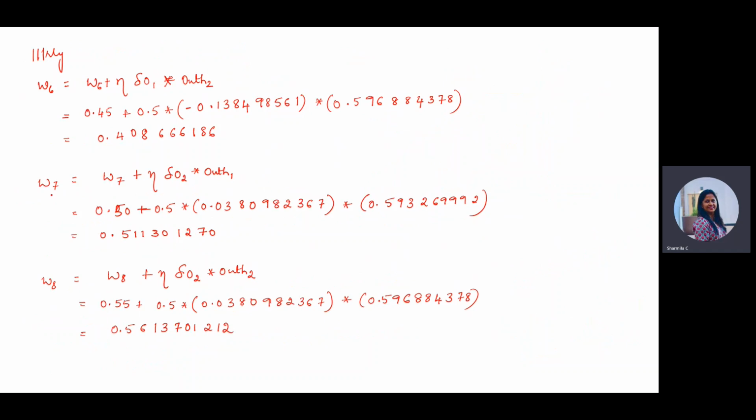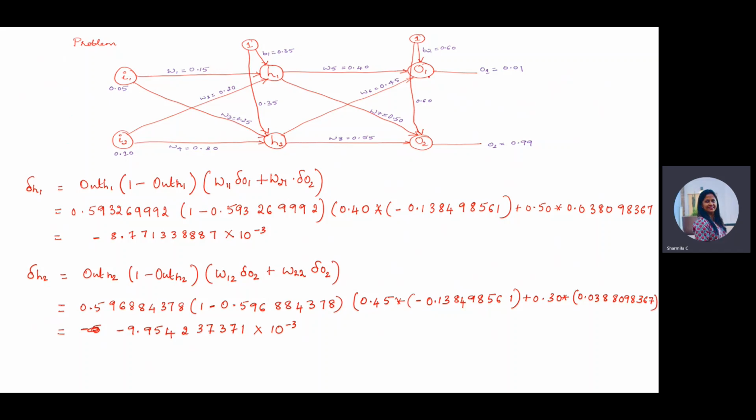Same here. Whereas we are calculating W7 and W8, this is from hidden layer unit 1, and this is at hidden layer unit 2 that you need to consider, but the error term that is calculated at the output layer unit 2 is what we will be using here. So update the weights. The new weights are updated after calculating the error term from the output layer. Now after this, since we need to backpropagate, we have already calculated the error term for this, backpropagated, and updated the weights for these four.